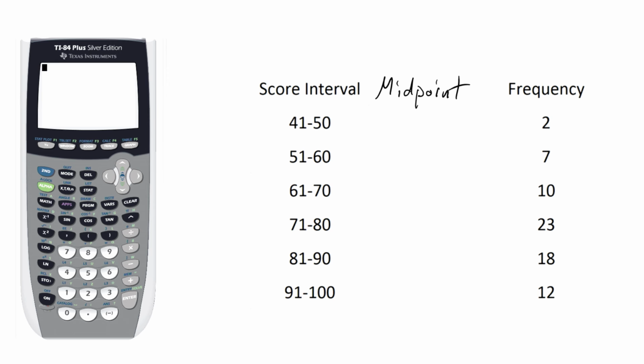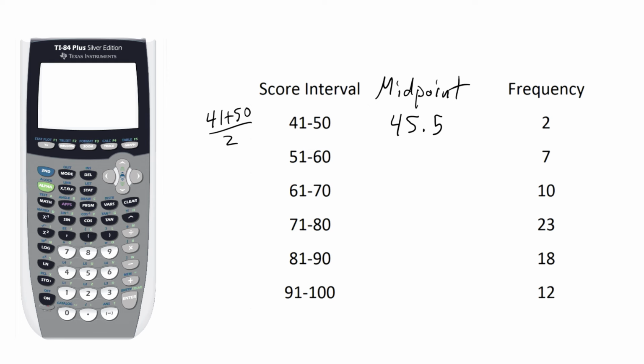To find the midpoint, we're just going to average the 2 numbers at the endpoints of the interval. So for our first midpoint, we'll take 41 plus 50 and divide by 2. That's going to give us 45.5. So that'll be the midpoint for our first interval. What we're going to assume is that both of those scores are 45.5. And we'll do that for each of our subsequent intervals as well.